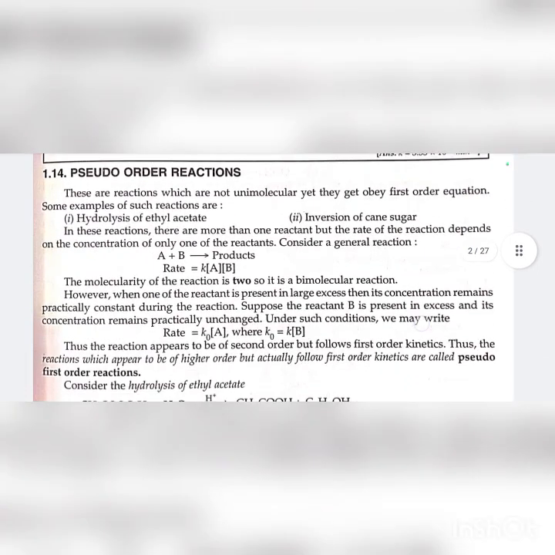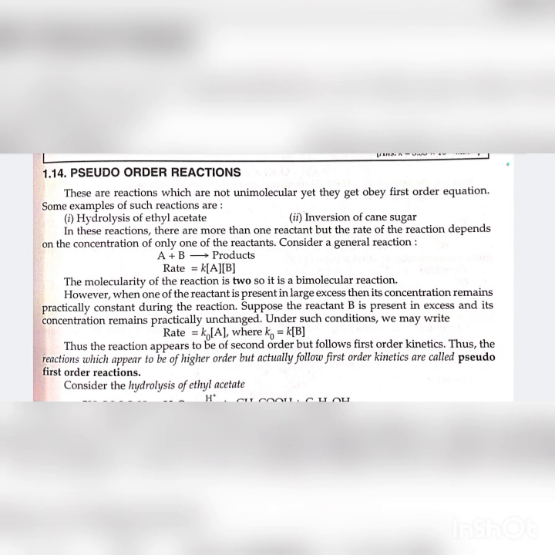Now next is pseudo order reaction. These are reactions which are not unimolecular, yet they obey first order equations. Some examples of such reactions are hydrolysis of ethyl acetate and inversion of cane sugar. In these reactions, there is more than one reactant, but the rate of reaction depends on the concentration of any one reactant. Consider a general reaction A plus B gives products. Rate = k[A][B]. The molecularity of the reaction is 2, so it is a bimolecular reaction.